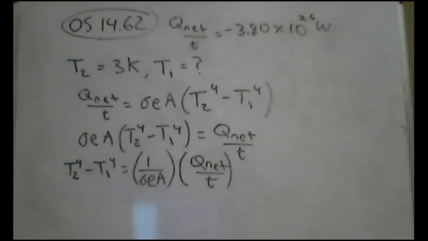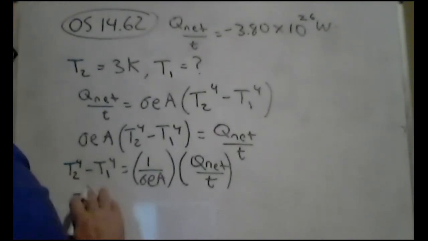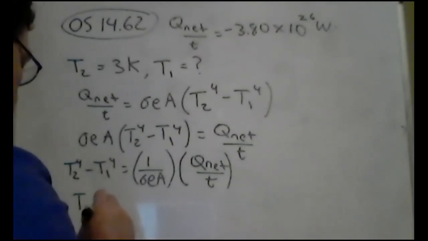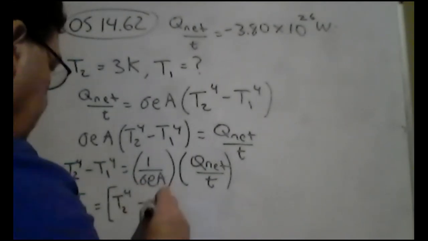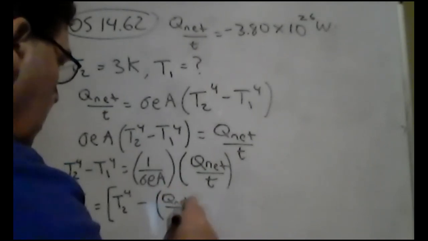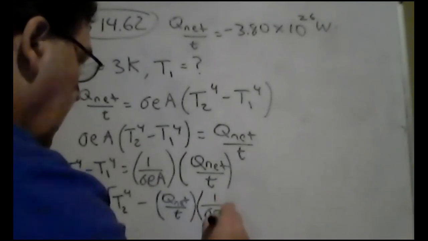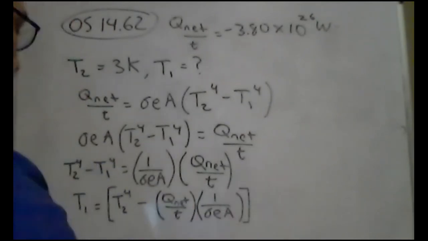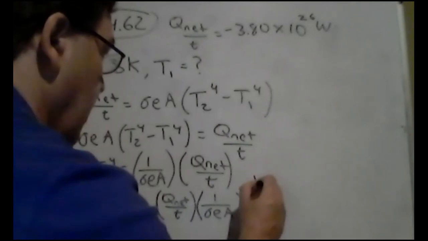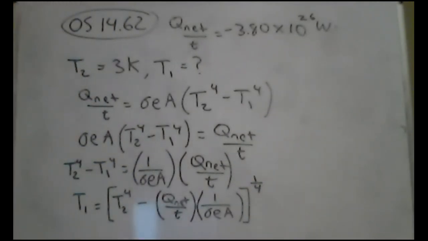So a little algebraic manipulation. I can solve for T1 by doing what? I can subtract T2 to the fourth from each side, multiply through by negative 1, and I'll still have a fourth power. So I take the 1/4 power of each side. It's not that much algebra, just a couple of steps. T1 is equal to, brackets, T2 to the fourth minus Q net over T times quantity 1 over sigma EA, all of that to the 1/4 power. So I manipulated and I still had T1 to the fourth power; to get T1, I have to take the fourth root of each side. That is the final equation before I plug in numbers. This gives me the temperature of the sun.